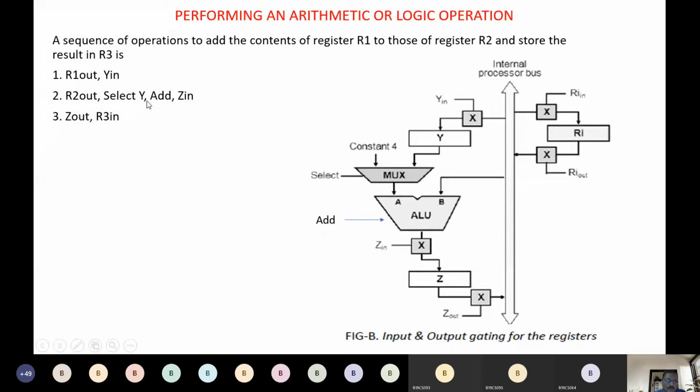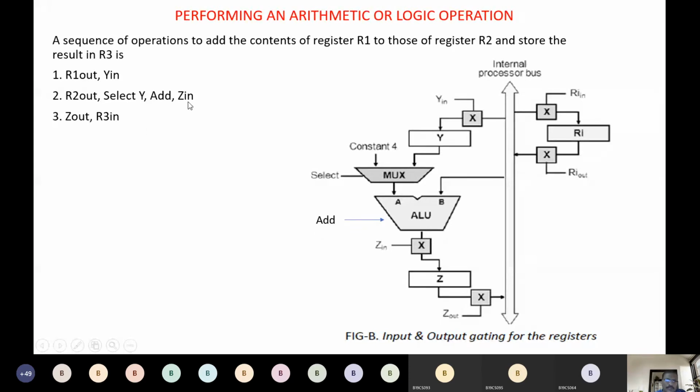So what do we need to do next? We have the other command, add. Add says to add these two, A plus B, that is, the contents of R1 added with the contents of R2. Then where do we need to send it? Next we are saying Z in. This is a signal, this is a switch, and this is a register. For this Z register we have a switch and the Z in signal. When Z in is made 1, then data from the ALU flows to the Z register.